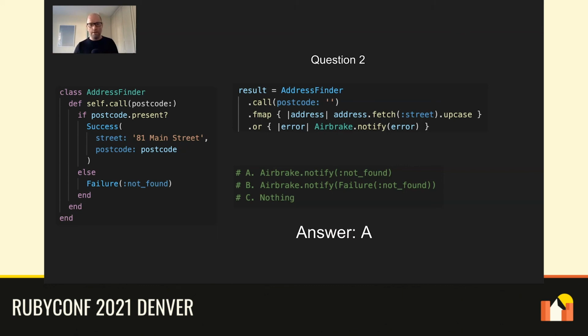So it's a failure. The fmap skips over the failure. The failure is operated on by the or block. The symbol not found is unwrapped into error. And then it calls airbrake.notify error. An error is not found.